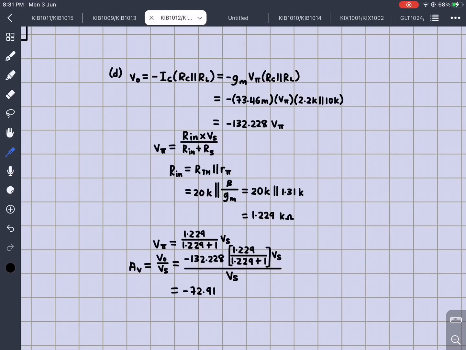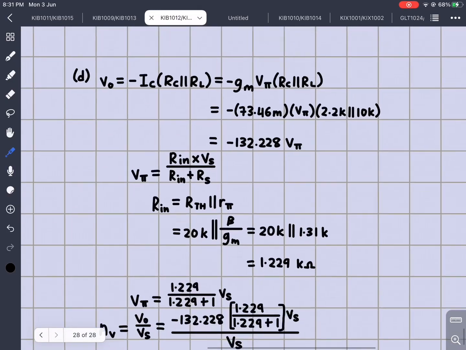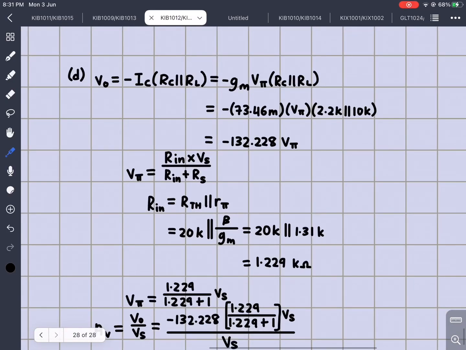Substitute the known values in the formula and we will get an expression of VO equals negative 132.228 V pi. We have to calculate the value of V pi first. As you can see on the left side of the circuit, it is actually a voltage divider circuit. Hence, we can find the value of V pi using the voltage divider formula.